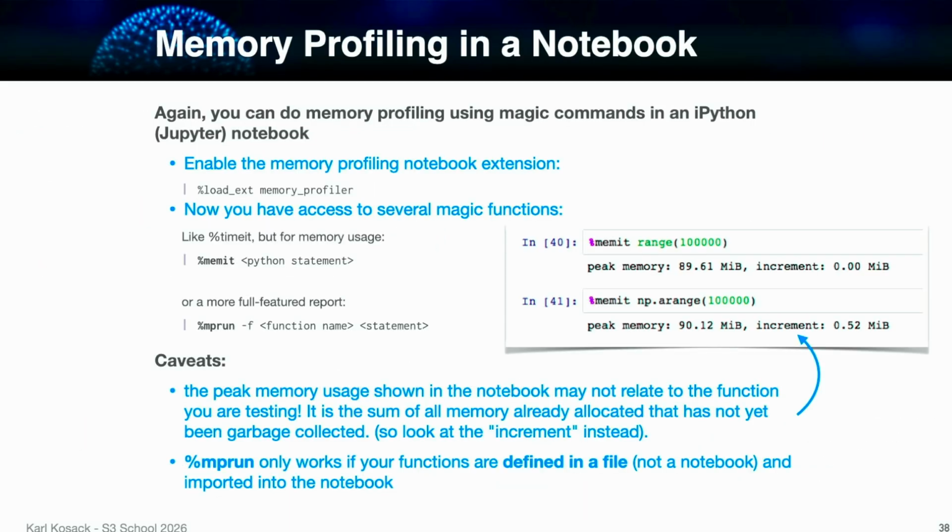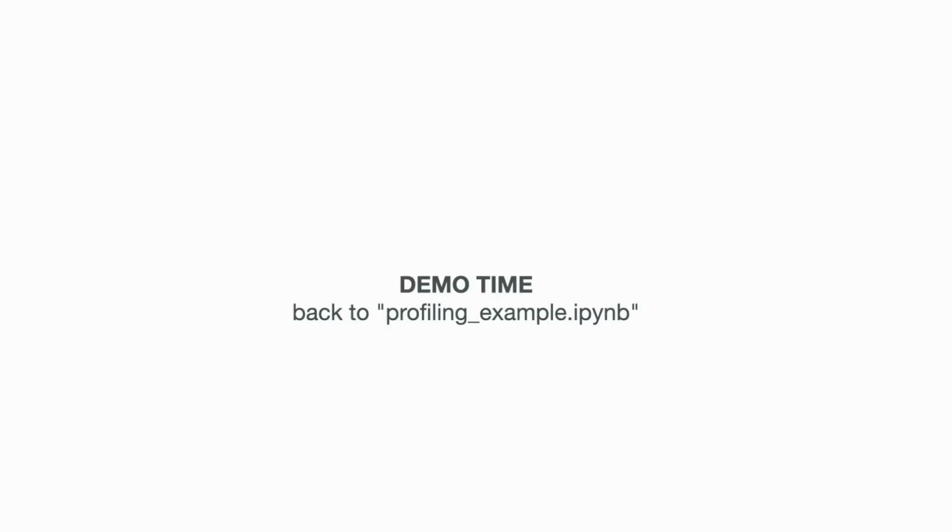So then you can do this in a notebook the same way as the other one. Instead of timeit, you have memit. And again, you have to load this memory profiler extension. And then also a full-featured report like the profiler, mprun, instead of prun, you do mprun. So I'll show this just now. I think now it's the demo for this.